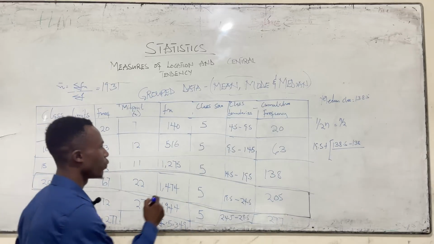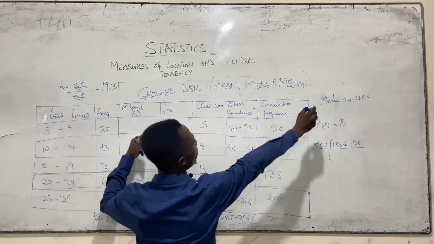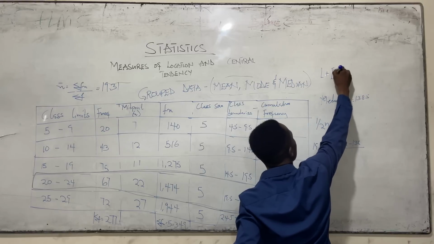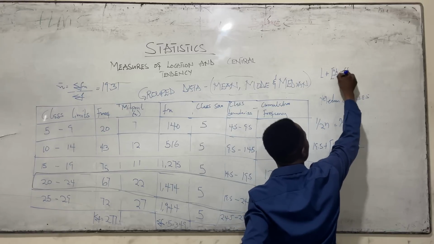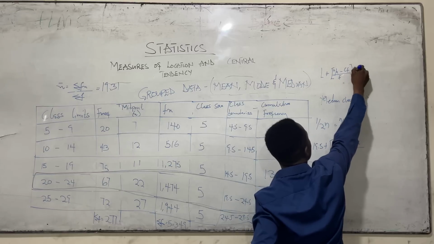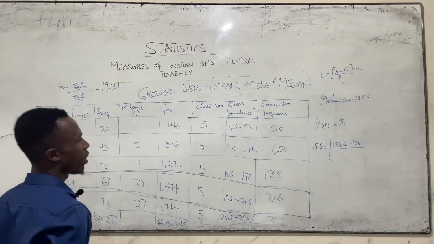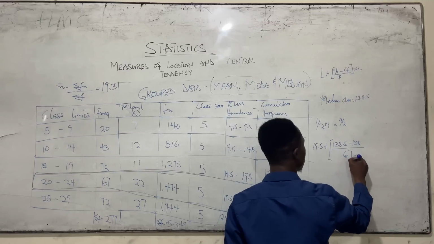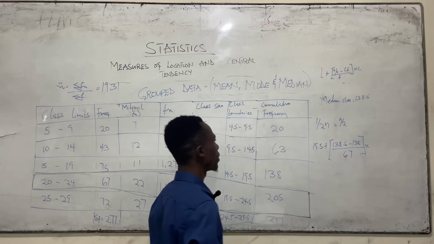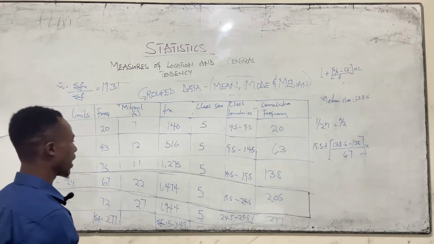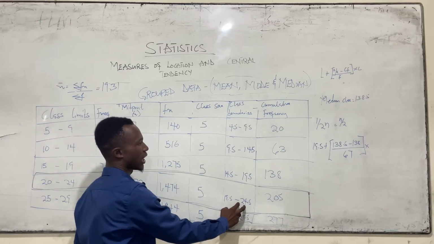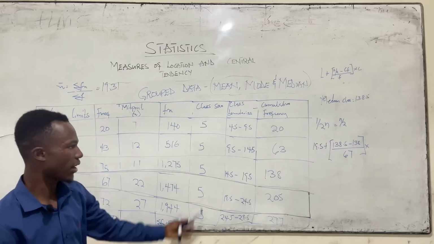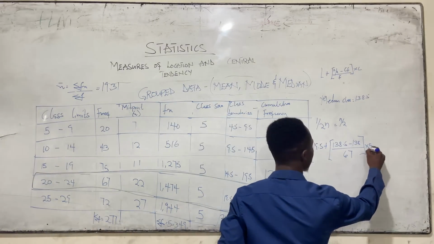Don't forget, our formula was L plus n over 2 minus cumulative frequency over frequency, times C, right? And so now the frequency of the median class is what? 67, right? Then you multiply it by the class interval or the class size. Now the class interval or the class size is the difference between the class boundaries, of which we have here 5, right? So we multiply it by 5.